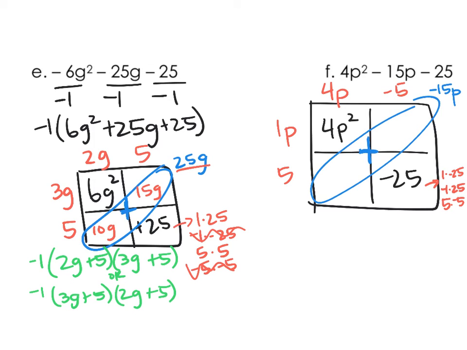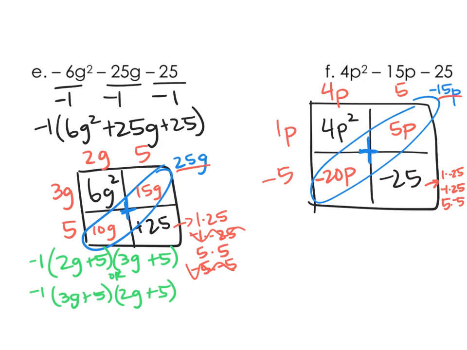Negative 5 times 1p is negative 5p. And 5 times 4p is a 20p. If I add those together, it gives me a positive 15. So it looks like I need to switch around my negatives. And that's going to give me a negative 20p plus a 5p, which does add to be negative 15p.